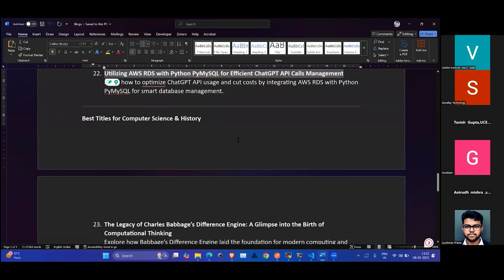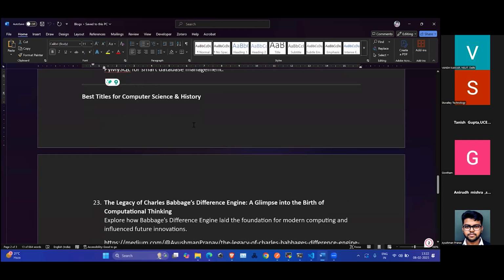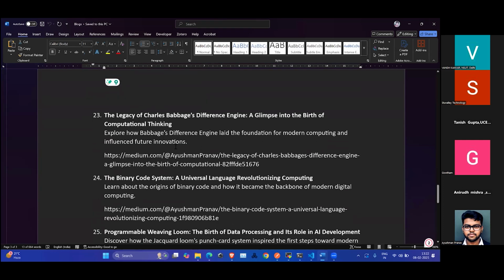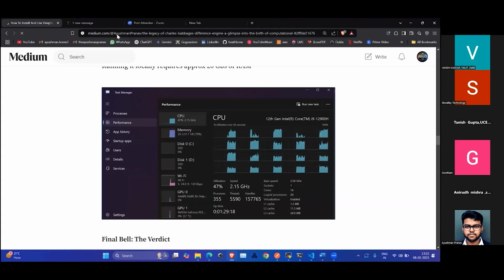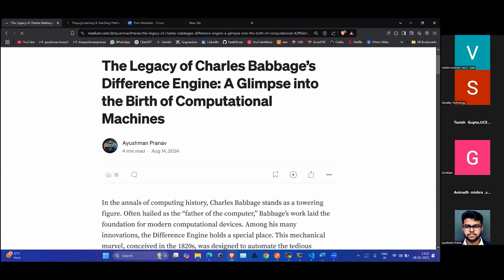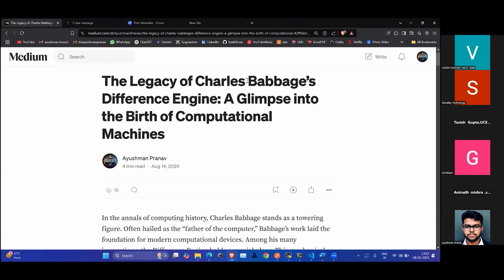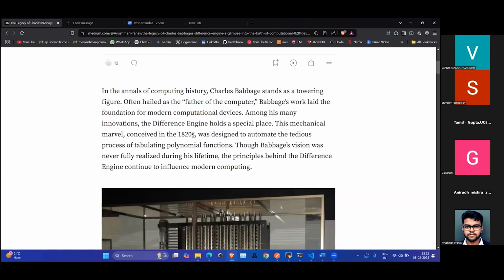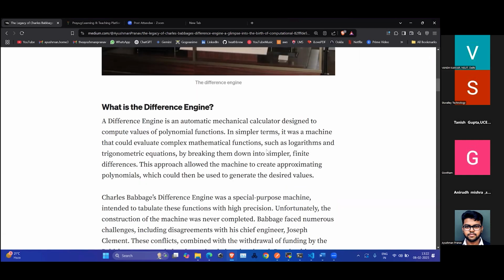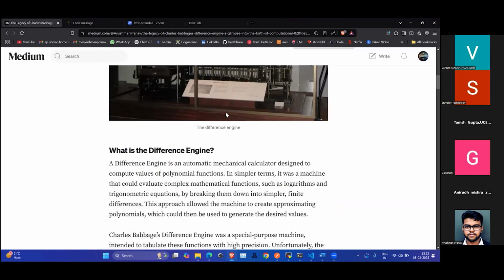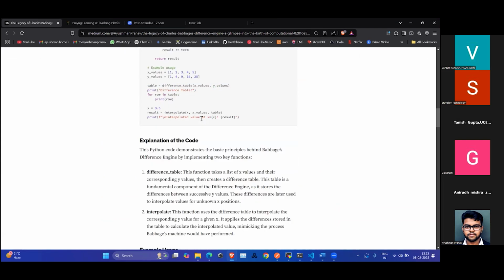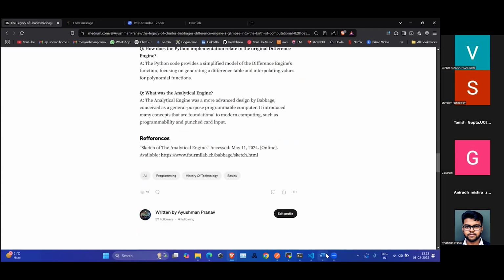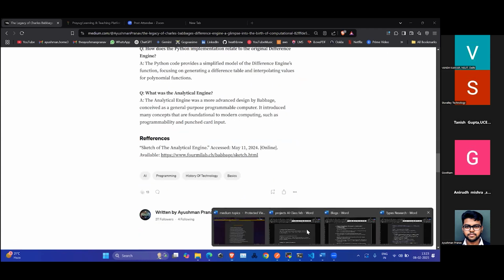But coming to where we are currently at in our sessions, that is the history of AI and everything. So I'll show you these three articles, then I'll hand over to Gautam sir. These three articles are of interest since we are going ahead with the history of AI. Everyone must have heard about Charles Babbage and his Difference Engine. This is how it looked. We have written an article where we try to implement its functionality using Python code and explain to the users how it worked. So this is the first one.